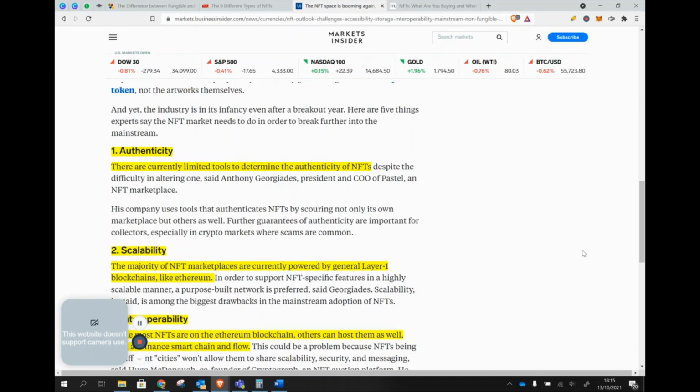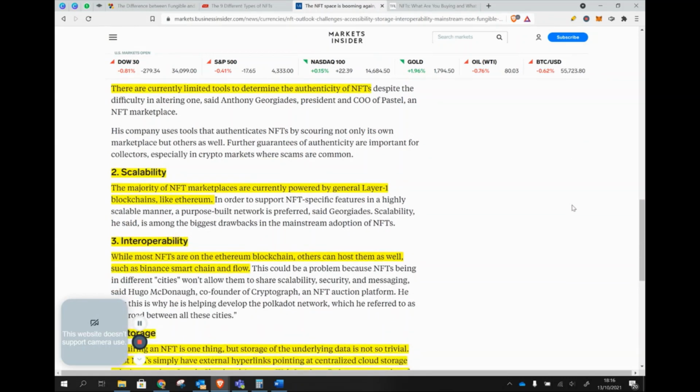So the first one is authenticity. There are currently limited tools to determine the authenticity of NFTs. So how do you make sure that this NFT is the real one and not a copycat? This is hard to say. You have to look at the back data, you have to see who the owner was, and it's very hard to verify which one was the first and which ones are the copycats, unless you have a limited supply, as with CryptoPunks.